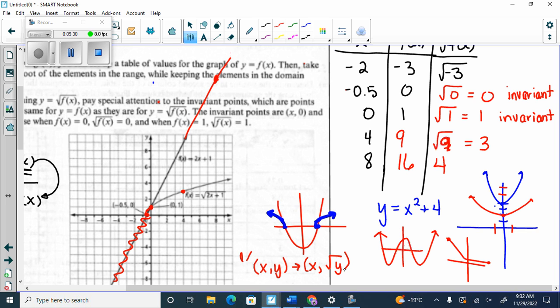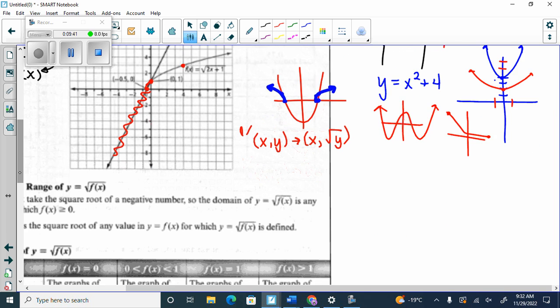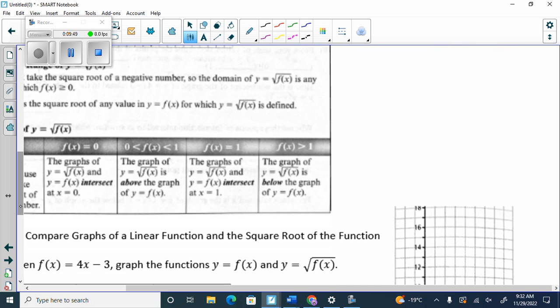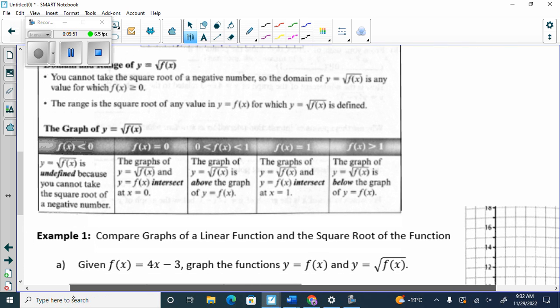Remember the mapping for inverse was (x, y) becomes what? (y, x). This is just (x, y) becomes (x, root y). Your x's stay the same, your y's get rooted. Okay? If we can remember that, I can give you any function. It doesn't matter what it is, and you can find the square root of it. We agree? All right. Here it gives you a little summary.